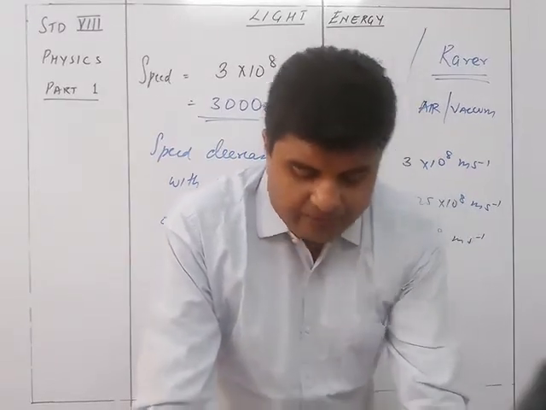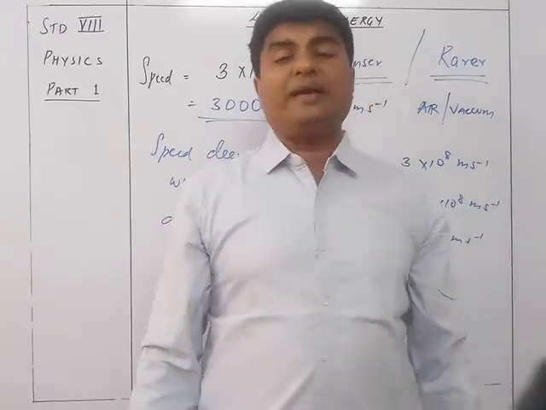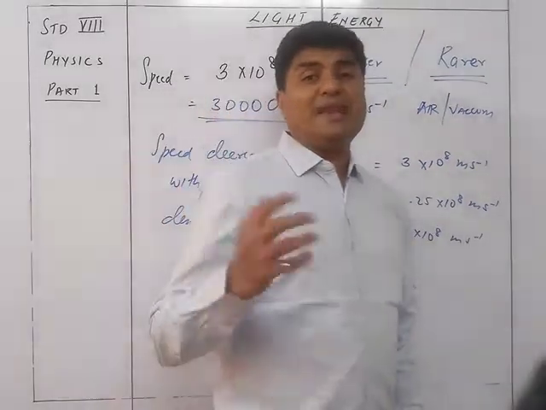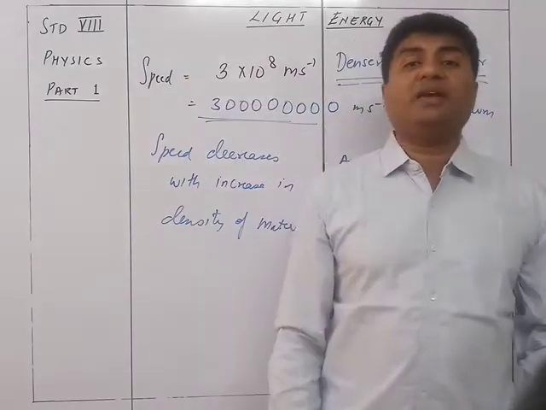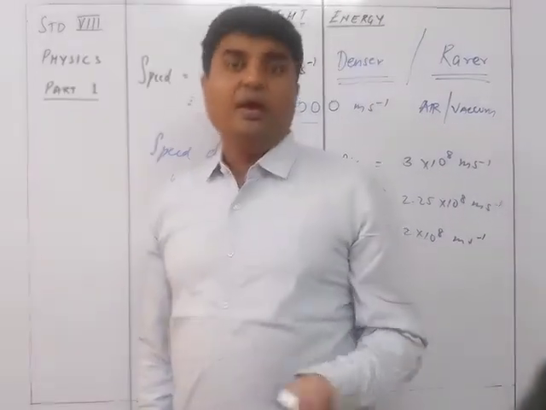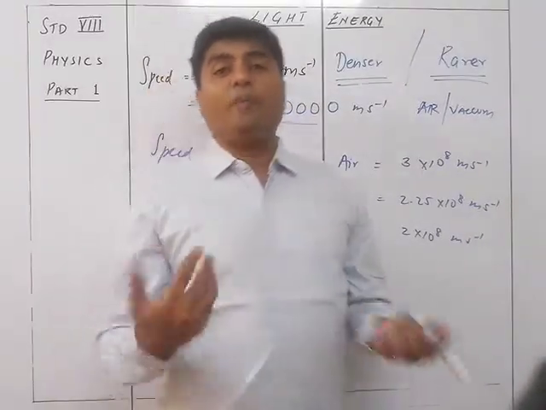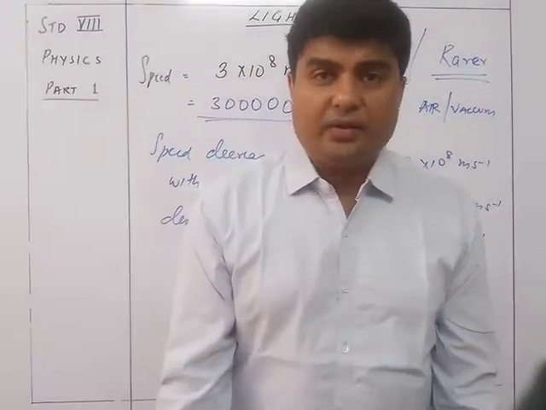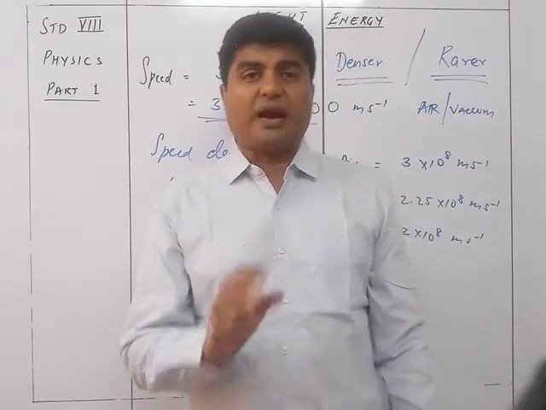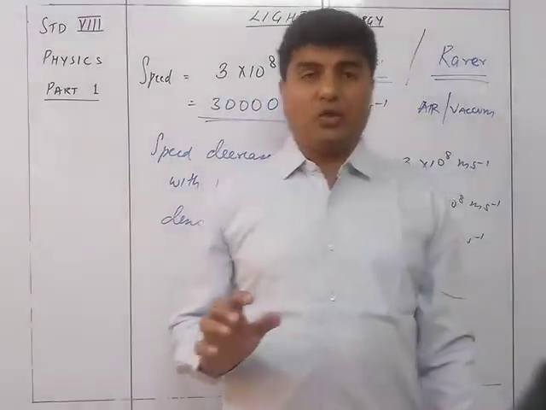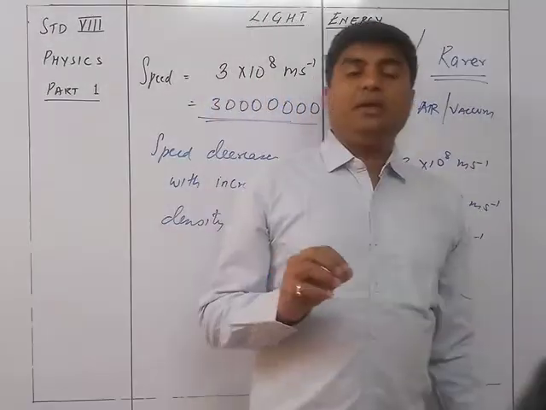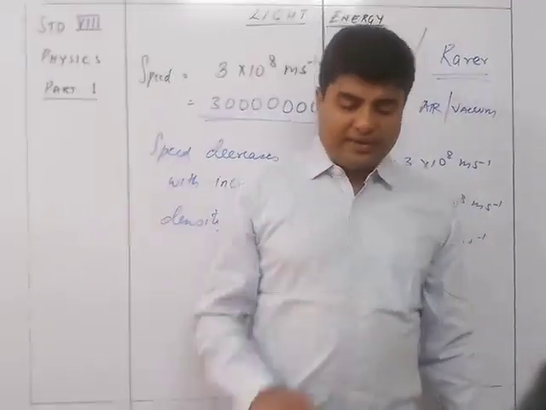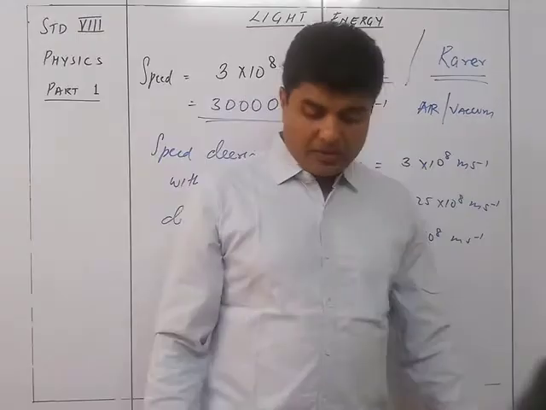But in no medium can the speed be more than 3 into 10 raised to 8 meter per second, because no medium can be rarer than vacuum. Vacuum has no particles at all, and hence the most rarer kind of material is nothing but vacuum. So that's why the speed of light can never be more than 3 into 10 raised to 8 meter per second.